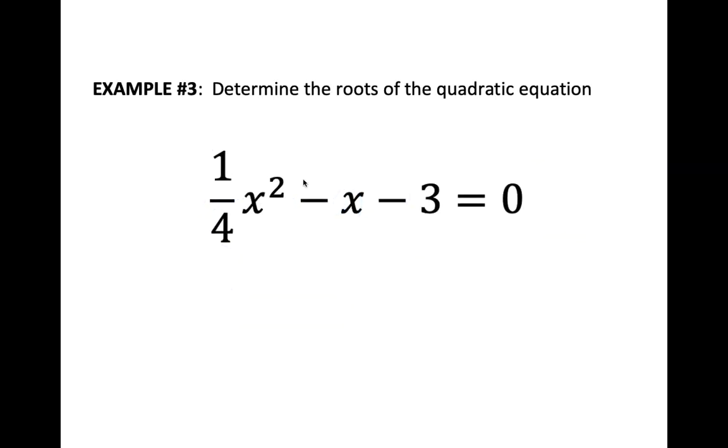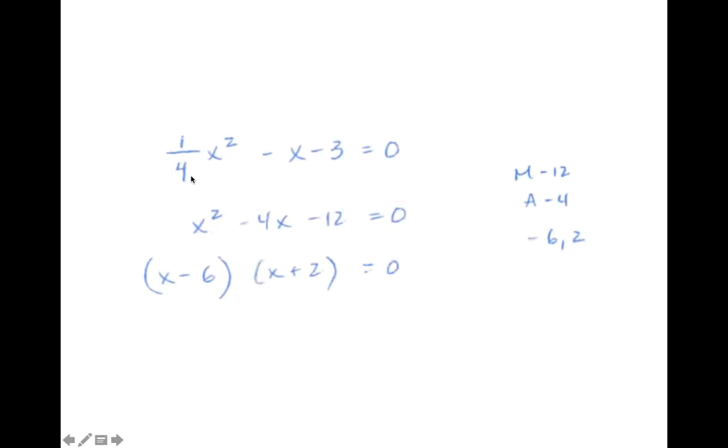Next one, I take a look at it and think, oh my goodness, knot in my stomach. There's a fraction. But don't despair. We can get rid of it so easily. We take a look at this fraction and think, you know what? If I just took everything and multiplied it by a 4, I'd get rid of it. This guy would disappear. It'd be x squared. Then this would be minus 4x minus 12 equal to 0.